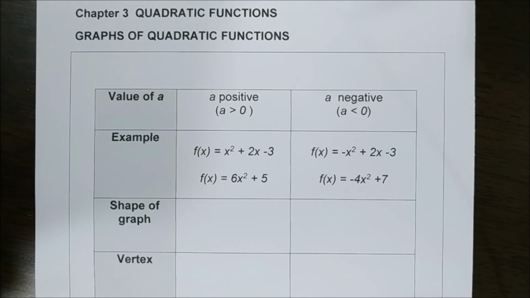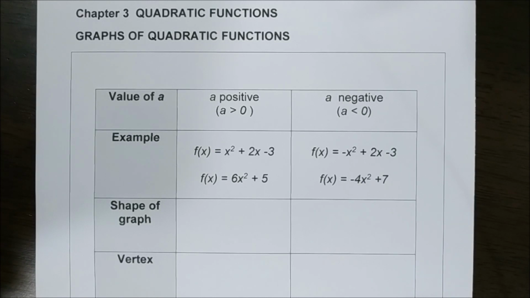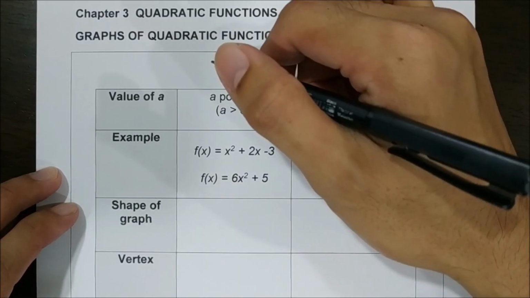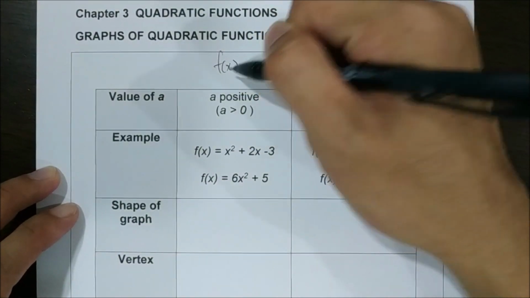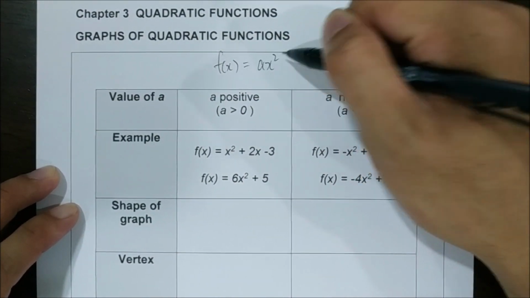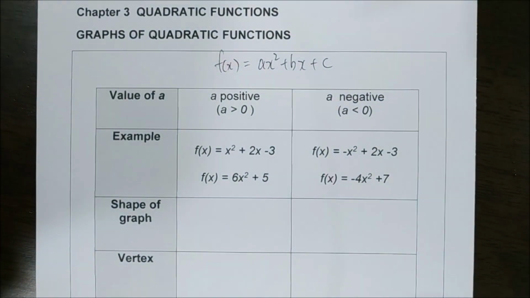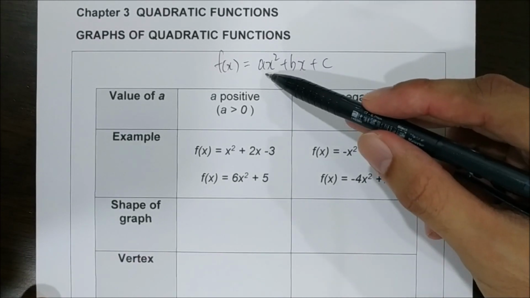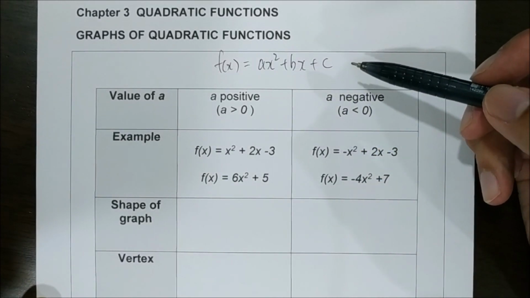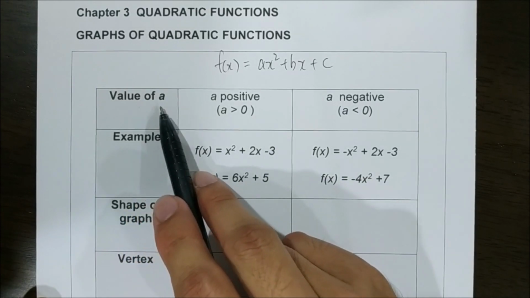Hello everyone. We're now in Form 5 Additional Mathematics, Chapter 3, Quadratic Functions. So the first thing we need to learn here is about the graph of quadratic functions. Quadratic functions can be written as f(x) equals ax squared plus bx plus c in the general form. Now we are going to look at the two types of graphs that we can form from a quadratic function. It all depends on the value of a.